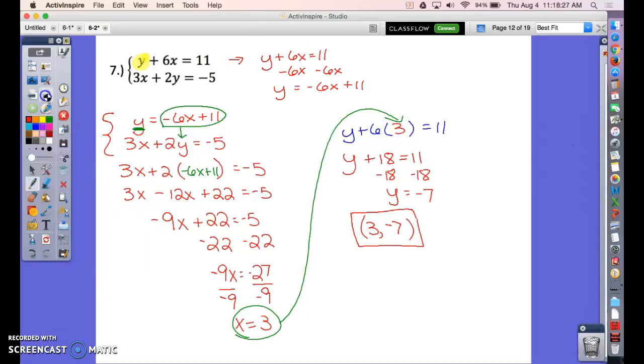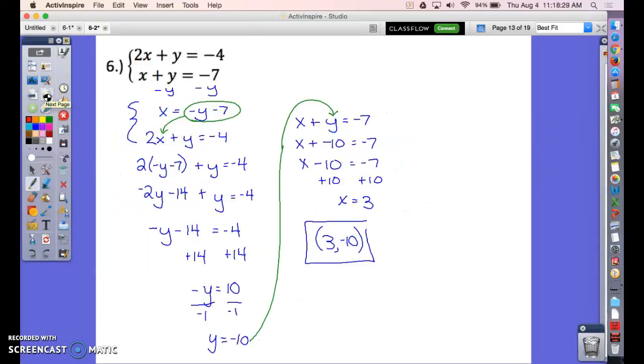So here's problem number 6. You may have solved it a different way, but I chose to isolate x in my second equation. Even if you chose to isolate y in the first equation, your answer should still come out to (3, -10). Make sure you plug that in to check it. It does work out. (3, -10) does work in both equations. So if you did not get (3, -10), I would erase your work and write down this work that you see here, or try to find your mistake.